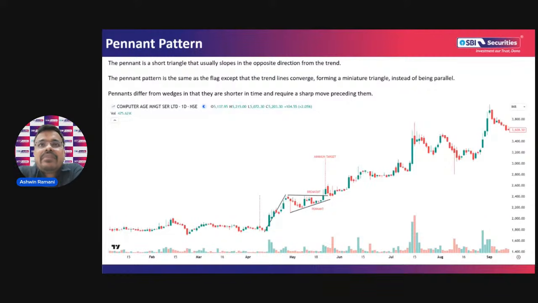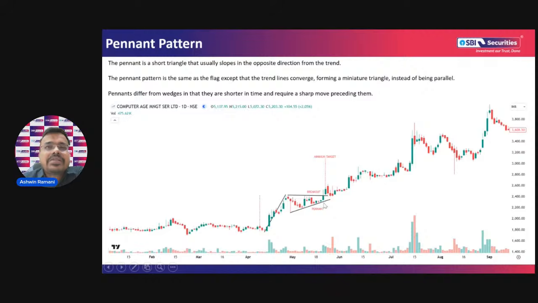Any differences that you can make out between a flag and pole? Even in a flag and pole, there is a steep rise. Even in a pennant pattern, there is a steep rise here. But how different is a pennant as compared to a flag? If you all can look at the chart and let me know. Yes, in a flag, the price moves in a channel, so it's more of a parallel channel. Yes, exactly.